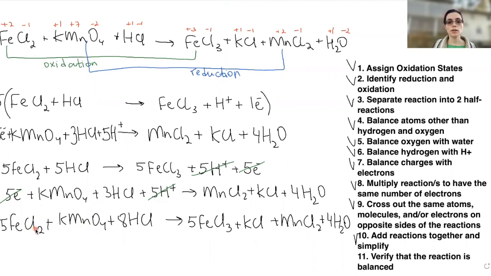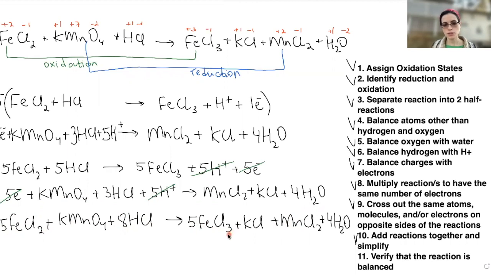All right, so we need to verify that we have the same number of atoms on each side of the equation. So let's start with iron. I have 5 irons here and 5 irons here, right? So that's correct. I have 1 atom of potassium here, 1 here. Okay, great. 1 manganese here, 1 manganese there. In terms of chloride, so let's see. 5 times 2 is 10, right? And then I have 8 chlorines here. So I have 18 total on this side.